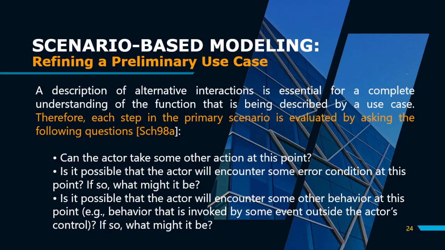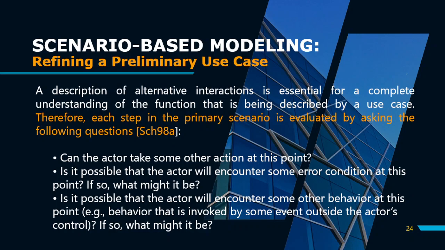So we need to evaluate whether all the functions mentioned in the preliminary use case are valid by asking a few questions. What are those questions? Can the actor take some other action at this point? If yes, what would it be? Is it possible that the actor will encounter some error condition at a particular point? If he encounters the error, what would it be?